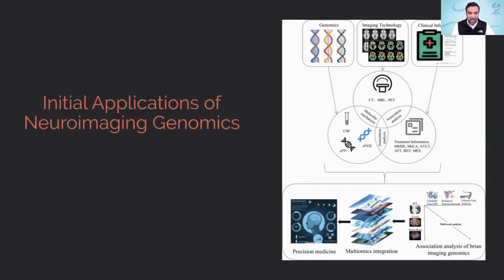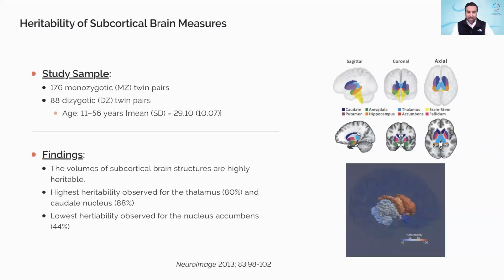So some of its initial application was really looking at the heritability of brain imaging phenotypes, really focusing on how much genetics influence brain phenotype from an imaging point of view. So this is an example of a study that was published in 2013, which looked at the heritability of subcortical brain regions, which are highlighted here on the image, specifically 8 structures. It was a twin-based study design. So this study included 176 monozygotic twins, as well as 88 dizygotic twins. The age range was between 11 and 56.